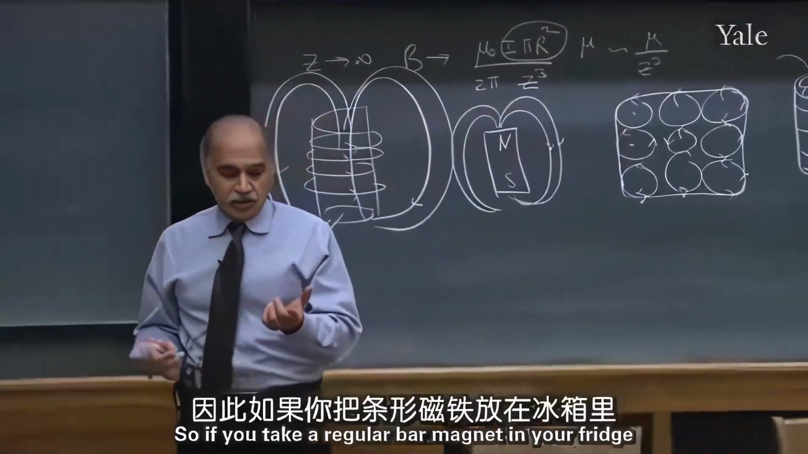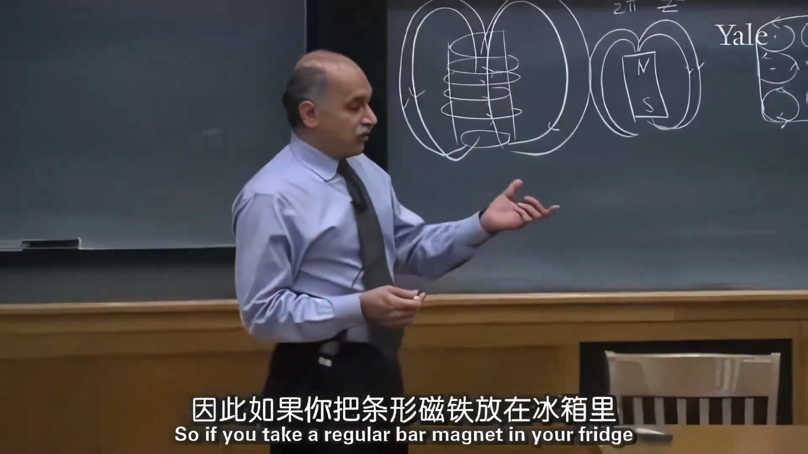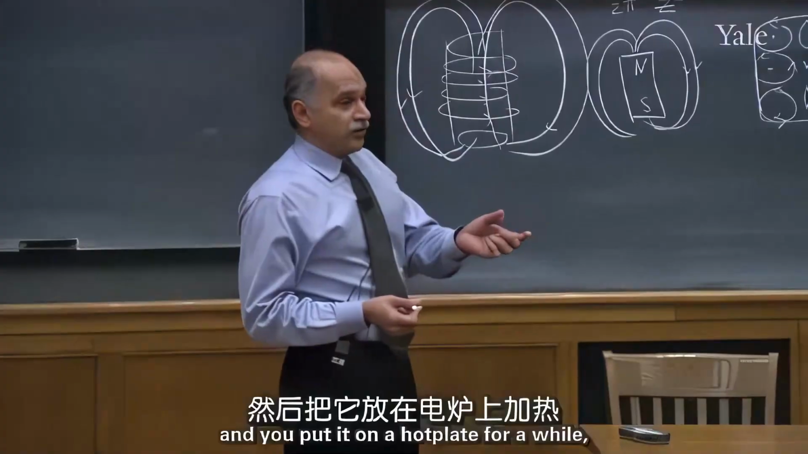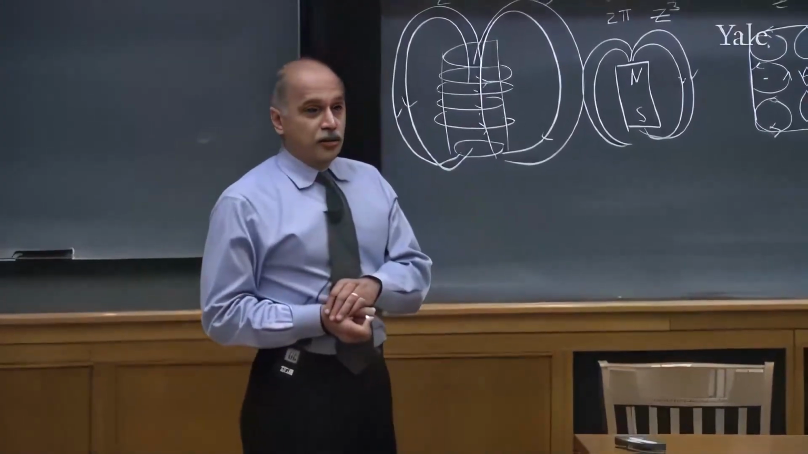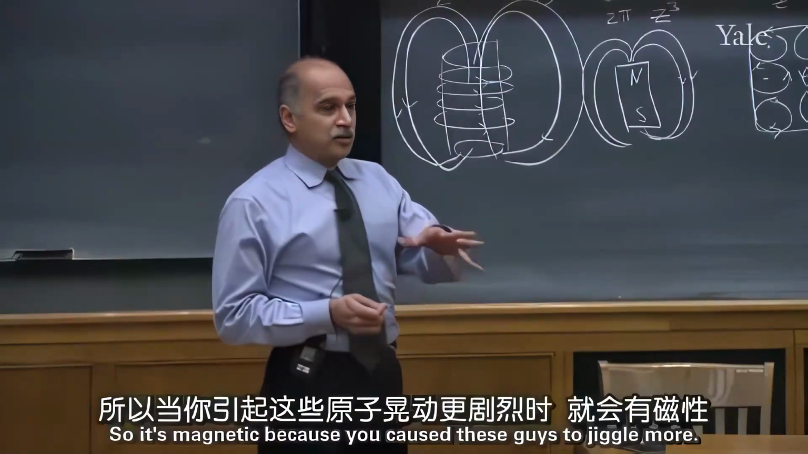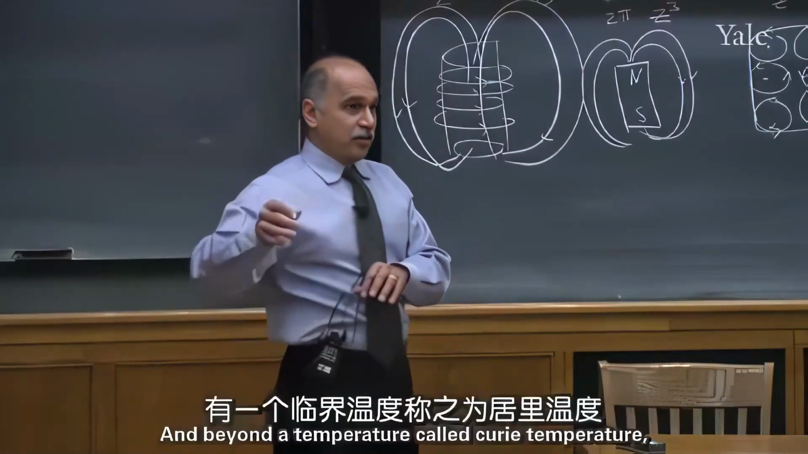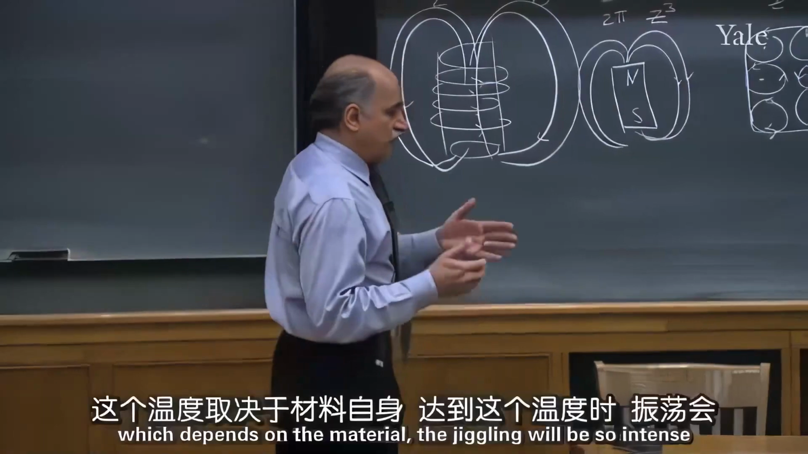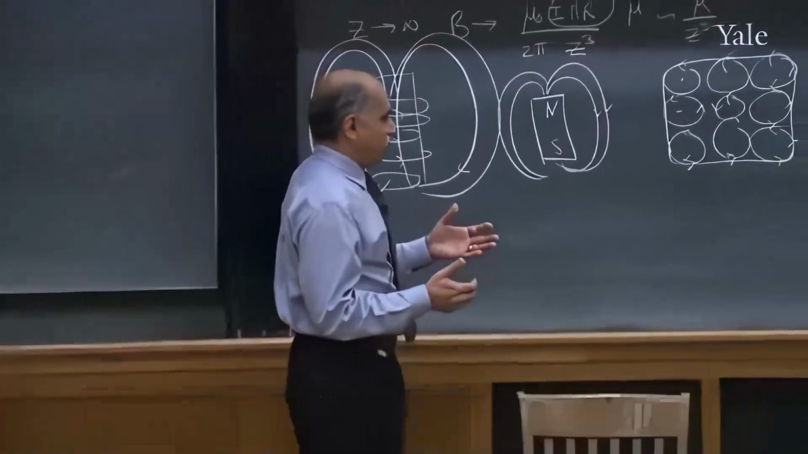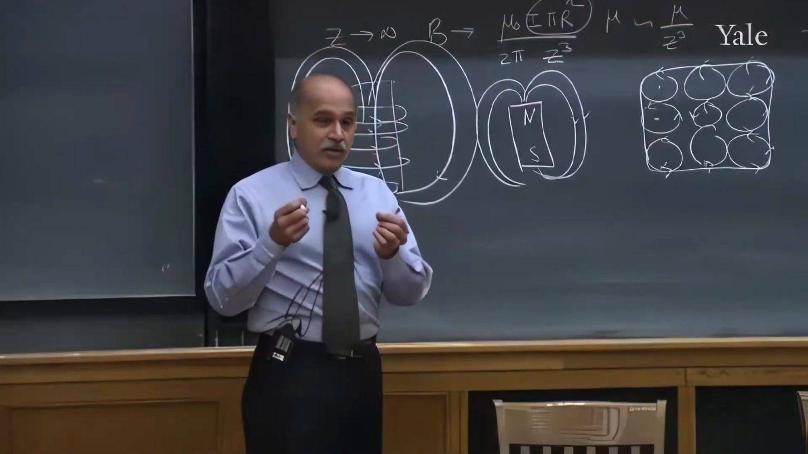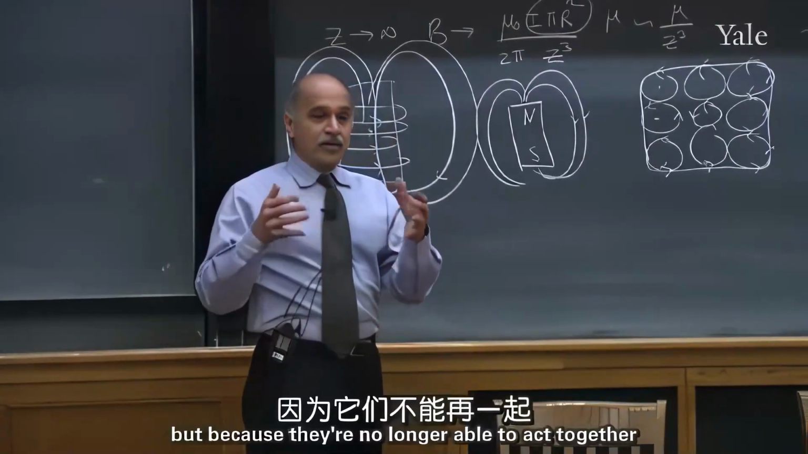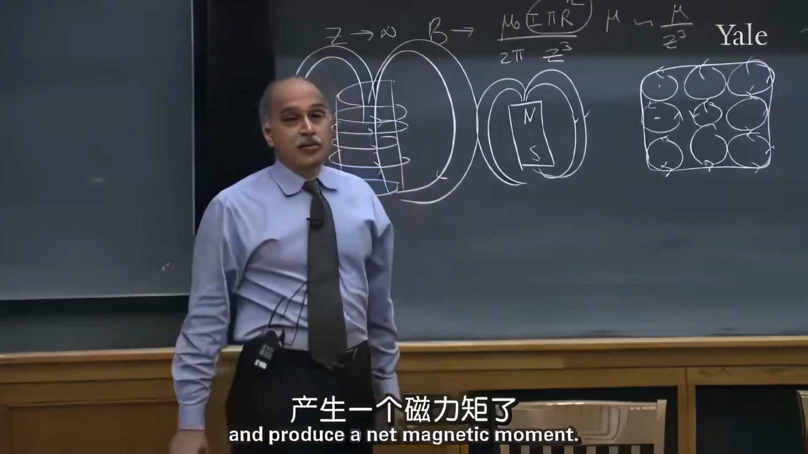So if you take a regular bar magnet in your fridge and you put it on a hot plate for a while and you remove it, you'll find it's less magnetic. It's less magnetic because you cause these guys to jiggle more. And beyond a temperature called the Curie temperature, which depends on the material, the jiggling will be so intense that magnetism is destroyed. Not atom by atom, but because they are no longer able to act together and produce a net magnetic moment.